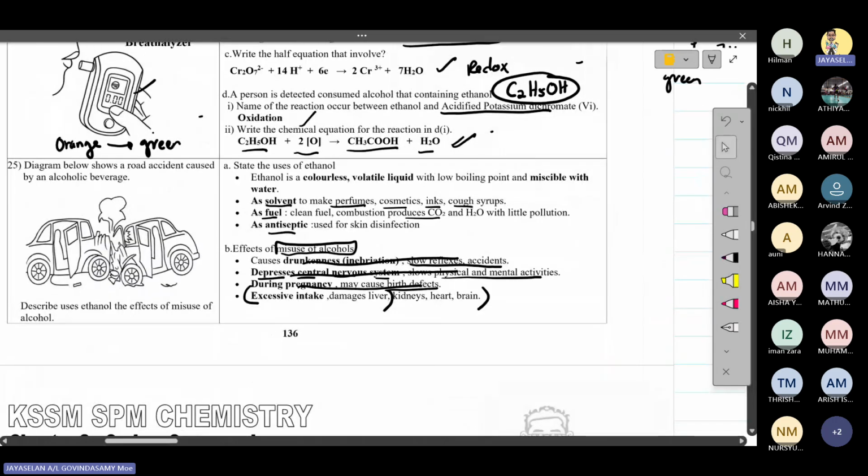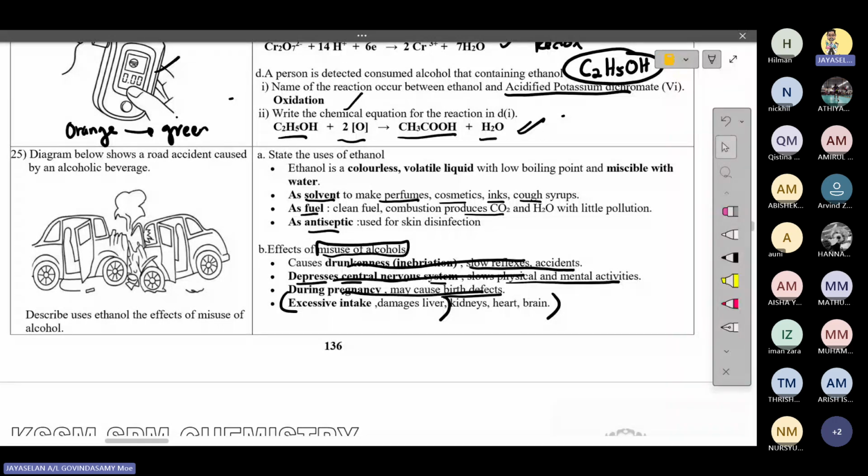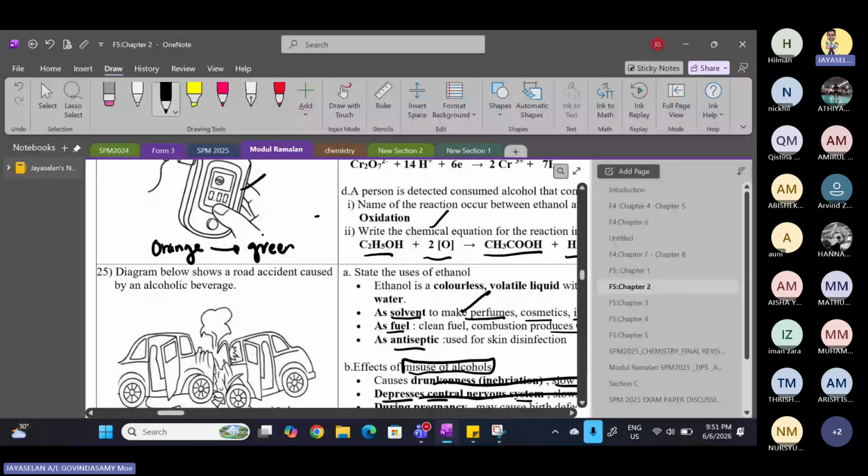Then they ask the effects of using alcohol. Semua ada dalam buku tu. So make sure study. Okay, they ask the use of ethanol like this. Okay, what is the misuse of ethanol alcohol? Ada di sini. Okay, page 136. Okay, I already do that. Okay, so now we go to our alcohol.